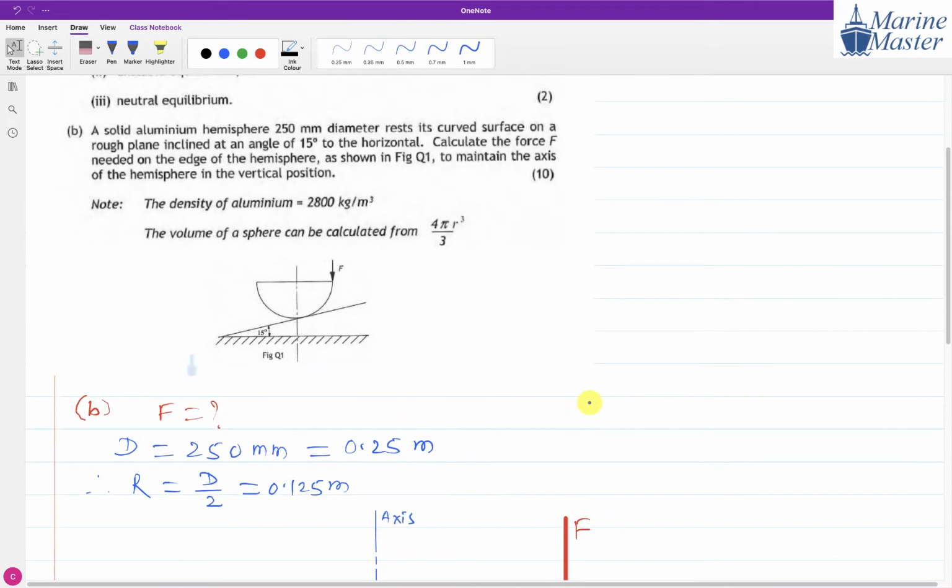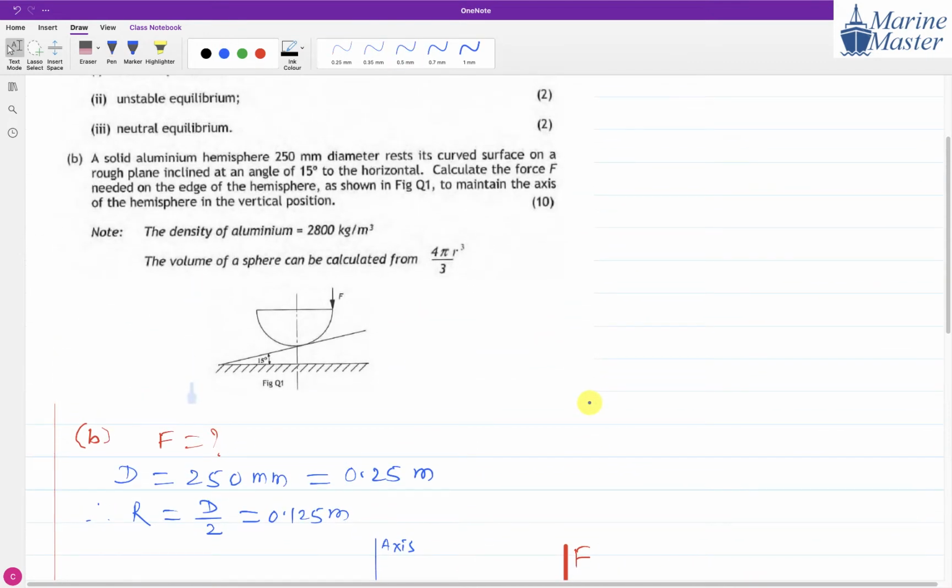Now try to see the scenario here. We have a solid aluminum hemisphere whose diameter is 250 mm. So the radius will become d by 2, which is 0.125 meter. Now try to understand the scenario, what they are asking us in the question. Understanding this question is very, very important to us.